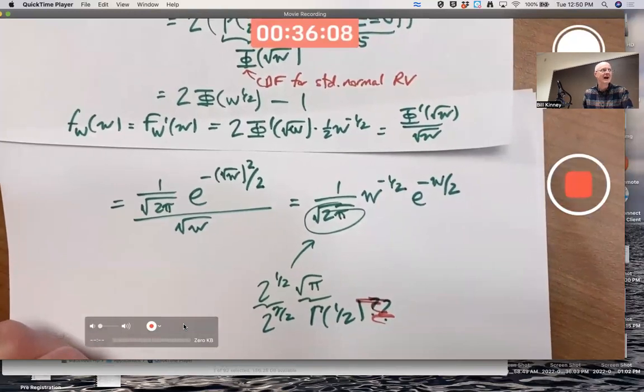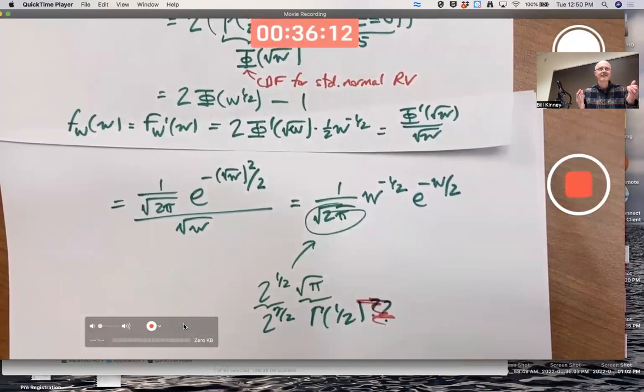This is the PDF for a chi-squared random variable with 1 degree of freedom. We're done. Did we use the fingerprint theorem? No, no moment generating functions, but we confirm the PDF is the right PDF.